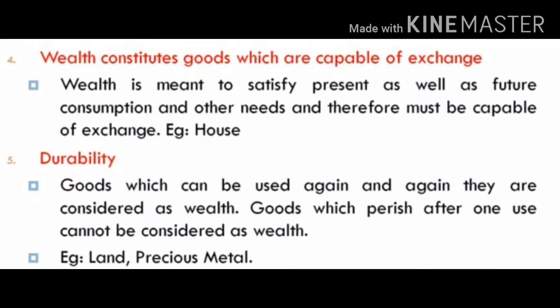Fourth point is wealth constitutes goods which are capable of exchange. Wealth is meant to satisfy present as well as future consumption and other needs and therefore must be capable of exchange. For example, house. Fifth, durability. Goods which can be used again and again are considered as wealth. Goods which perish after one use cannot be considered as wealth.